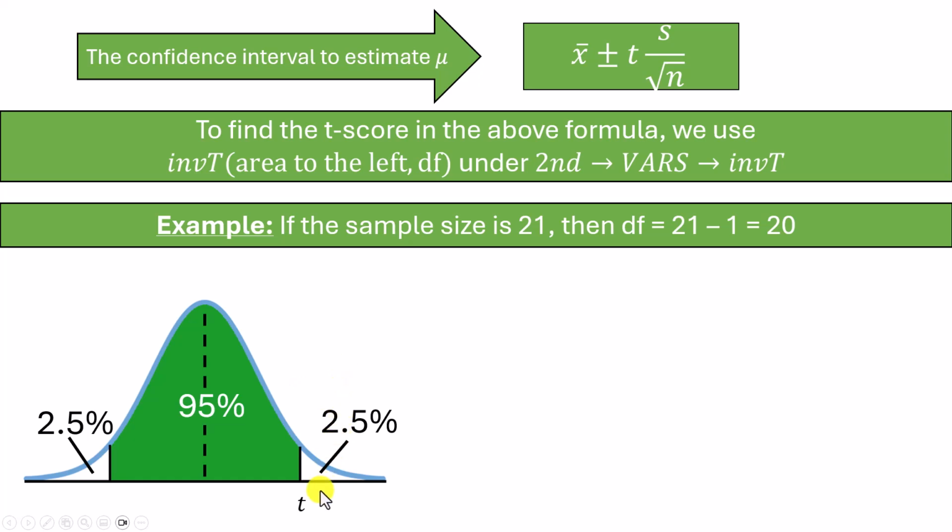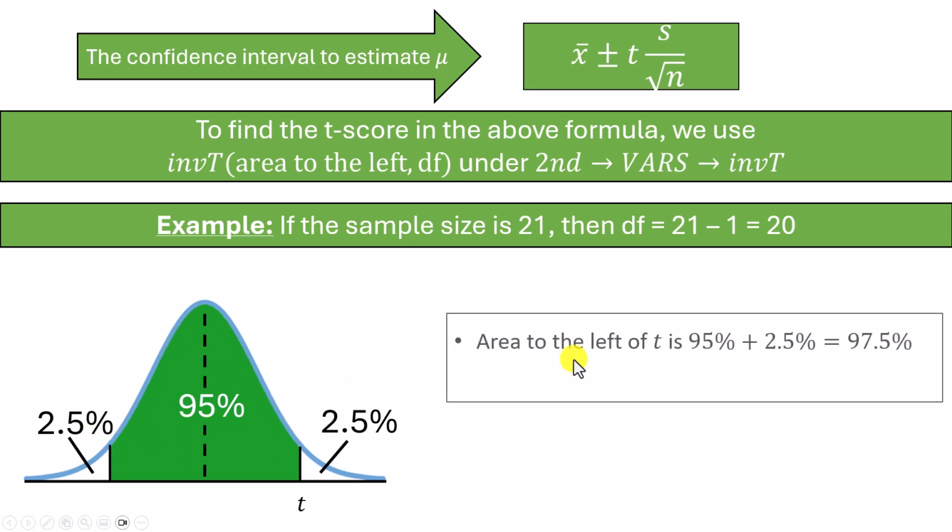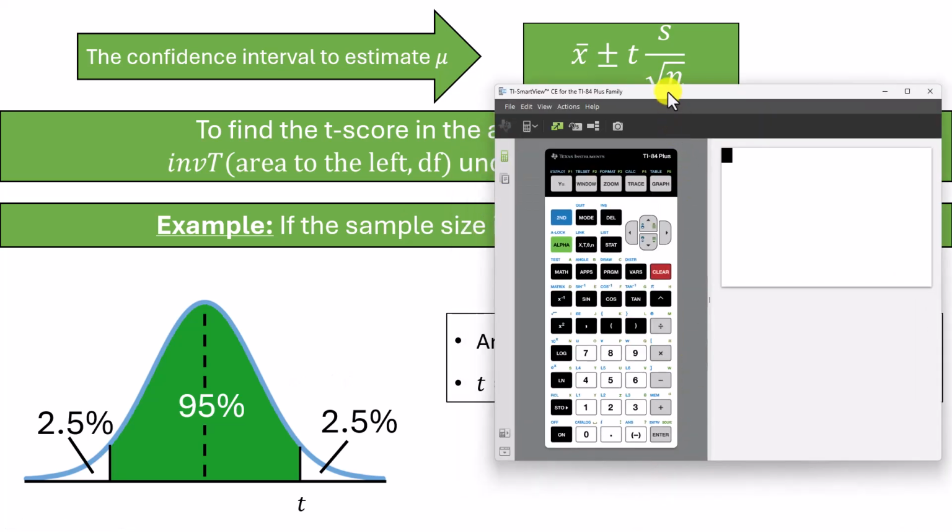Now the t-score that we want is the t-score on the right-hand boundary of the shaded area. So if we want to find the area to the left, that's actually two different areas. It's the 95% and the 2.5%. 95 plus 2.5 is equal to 97.5%. To find the t-score, we would use inverse t with 0.975 representing 97.5%, as well as the degrees of freedom of 20. Let me show you this on the TI-84 calculator.